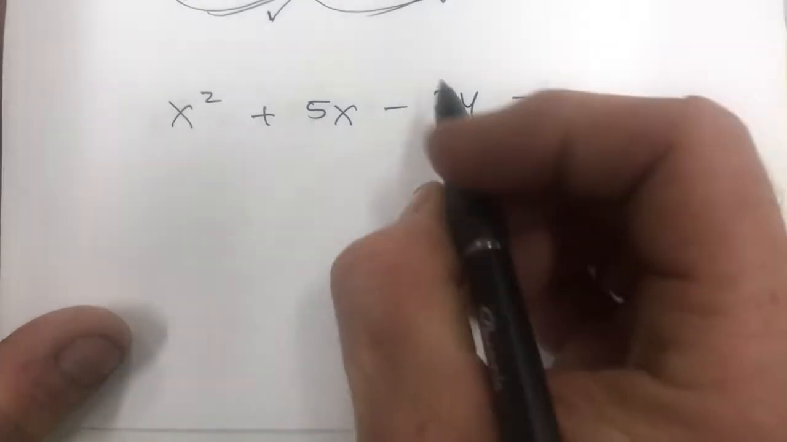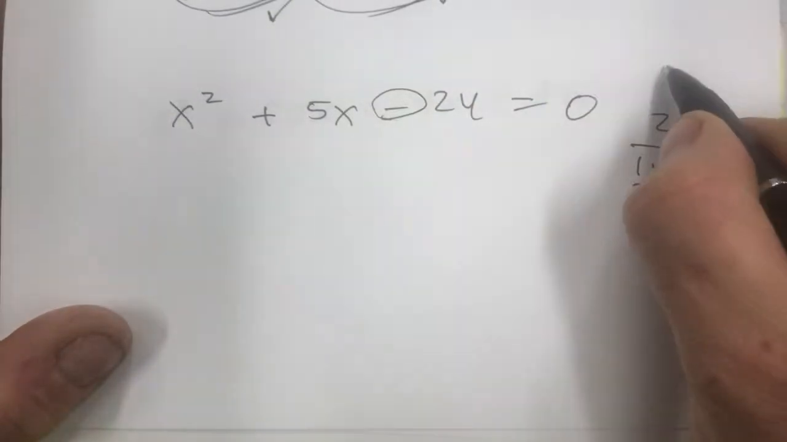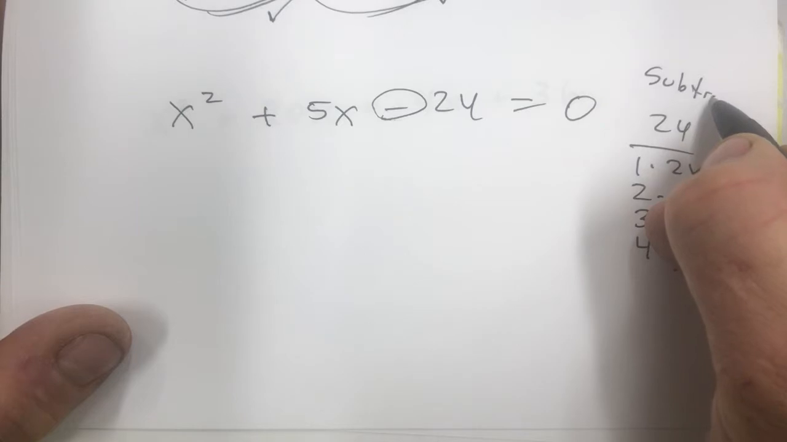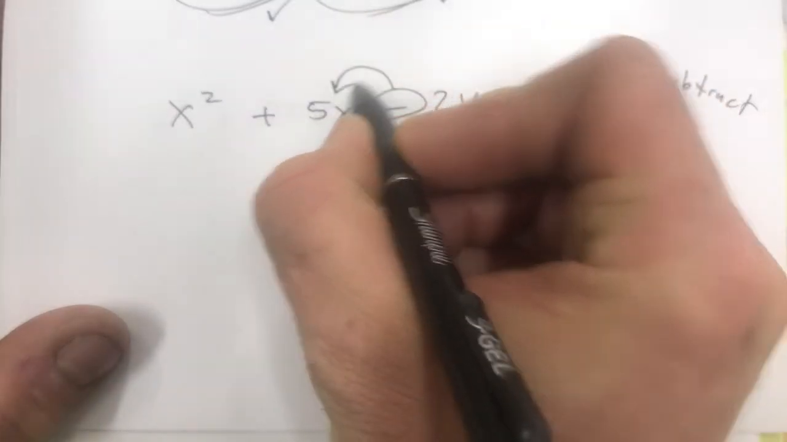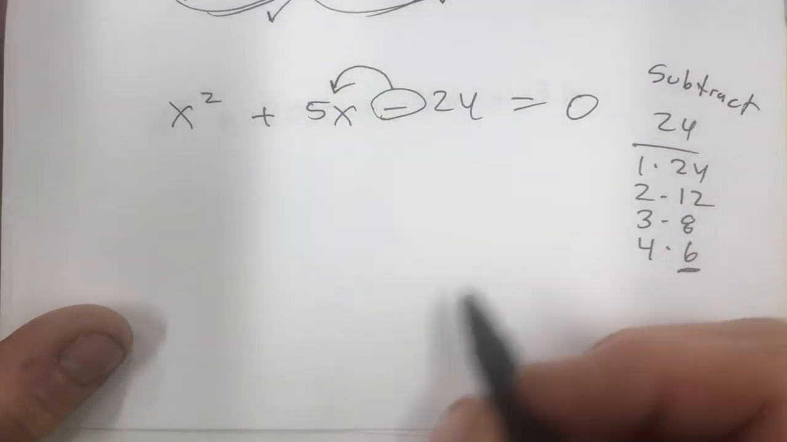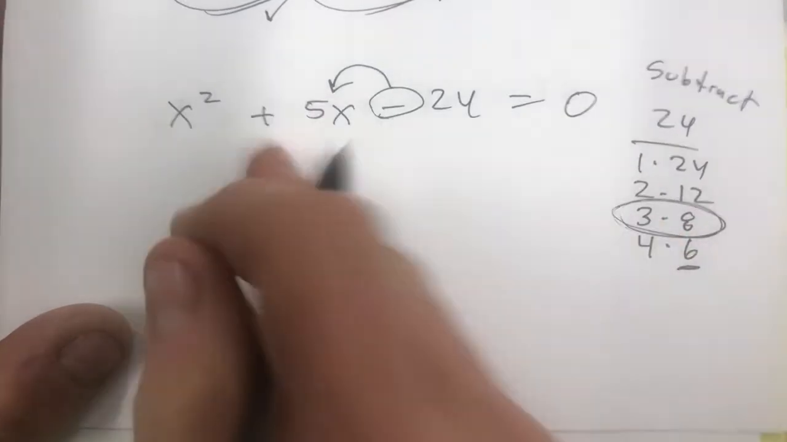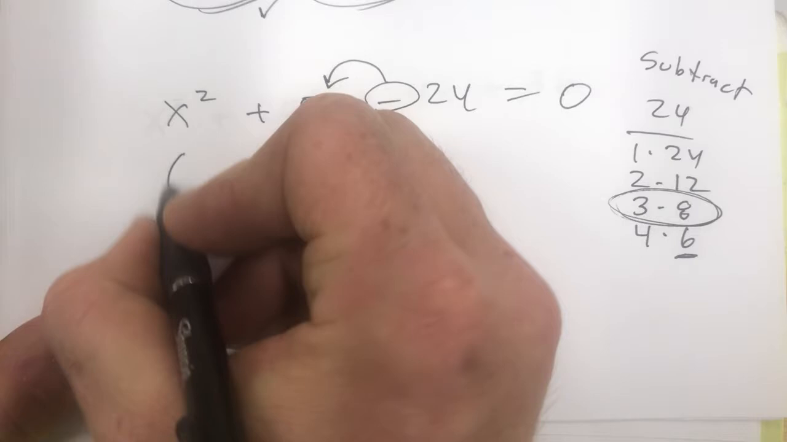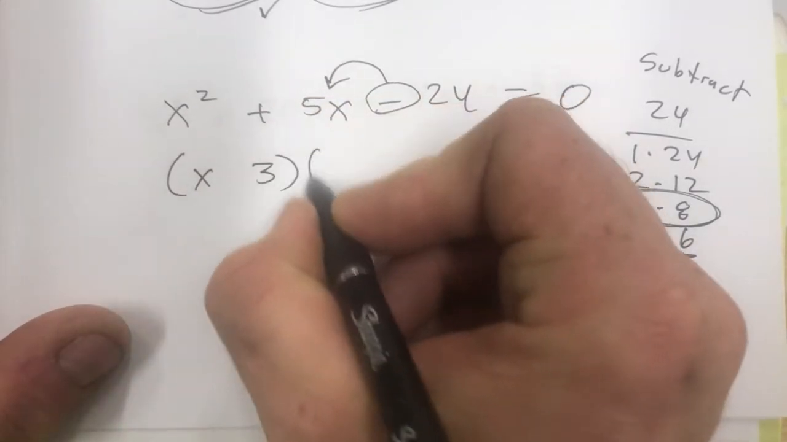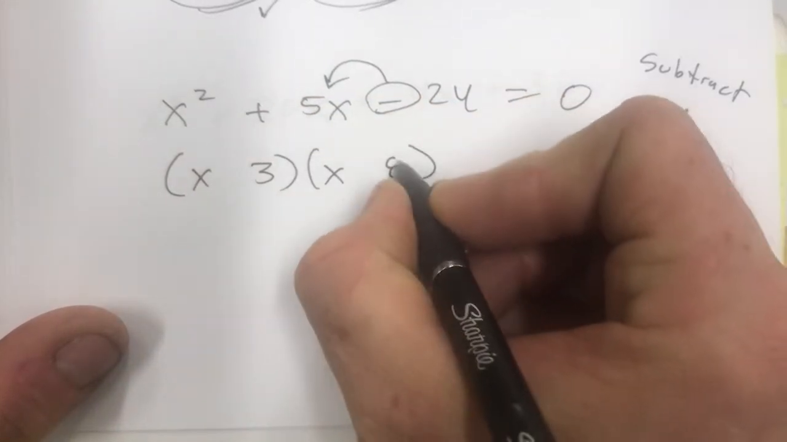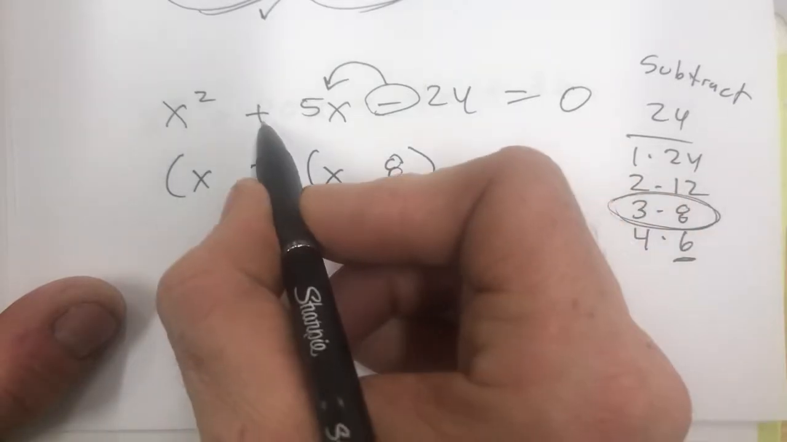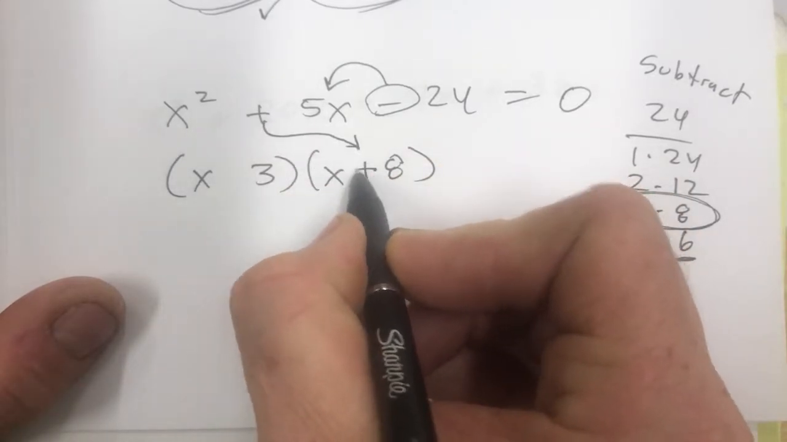Okay, now in this problem, since this is a minus here for that 24, I have to subtract them. And I should get 5. Which one's subtract and get 5? Well, right there, 3 and 8. So there's my numbers that go in the factors. So it's going to be x and 3, x and 8. Now I put my signs in. Well, this sign right here goes to the big one automatically.